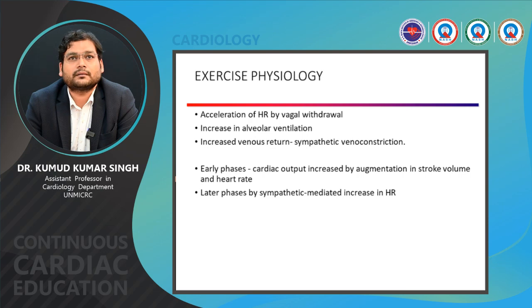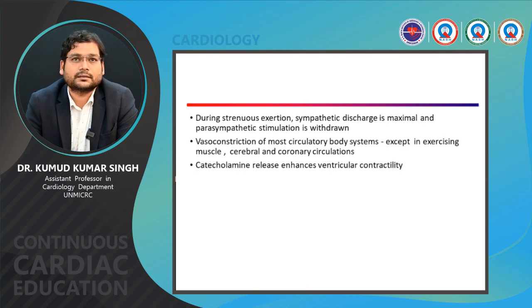The acceleration of heart rate is due to vagal withdrawal. There is an increase in alveolar ventilation and increased venous return, due to sympathetic vasoconstriction. In the early phase of exercise, cardiac output increases by augmentation in the stroke volume as well as the heart rate. But in the later phase, it is due to sympathetic mediated heart rate increase. During strenuous exertion, the sympathetic discharge is maximal and the parasympathetic stimulation is withdrawn. Vasoconstriction of most of the circulatory system takes place, except in exercising muscle, cerebral or coronary circulation. Also, catecholamine release enhances ventricular contractility.